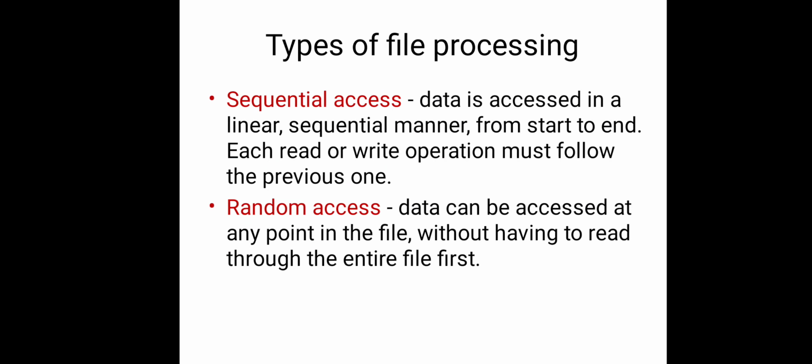Next, how are we going to process the file? As I said already, we have two types: sequential access and random access. In sequential access, we start from the beginning of the file and move forward till the end of the file to access the content. Whereas in a random access file, we may start from any location in the file and move forward or backward to access the file. So this is the difference between sequential access and random access.